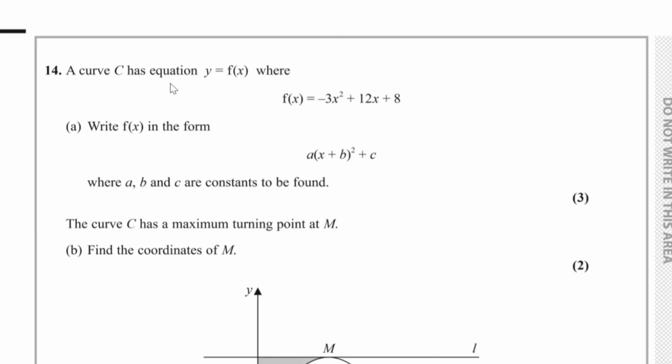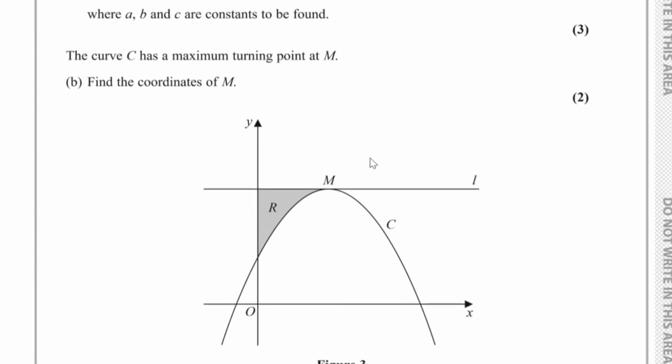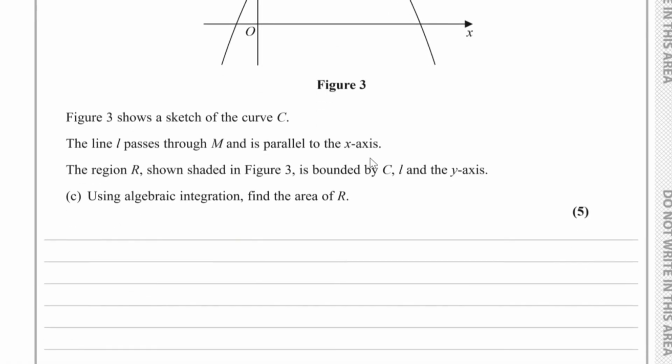Question number 14. A curve C has equation y equals f of x, where f of x is equal to minus 3x squared plus 12x plus 8. We have to write f of x in the form a lots of x plus b all squared plus c, where a, b and c are constants to be found.